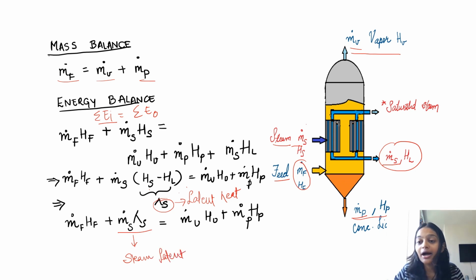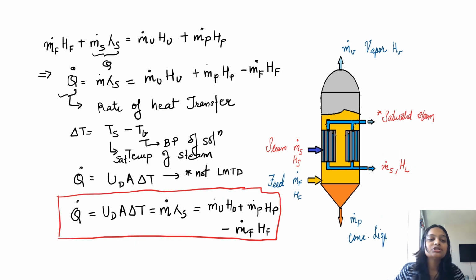Learning further, based on this equation, the term ms lambda s is called the rate of heat transfer, q. Putting mf hf on the right-hand side, we get this particular equation. At the same time, we know that the design q equals U A delta T. Here, when we take all the effects into calculation, U is your heat transfer coefficient, A is the area of heat transfer, and delta T is the temperature difference.